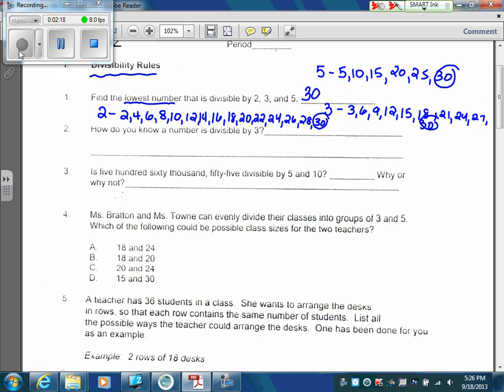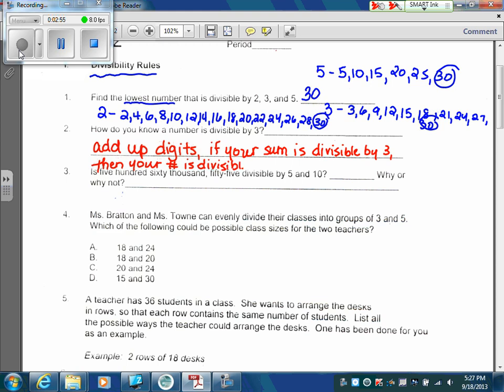Number 2, how do you know the number is divisible by 3? So really they just want you to write your divisibility rules, which is you're adding up. If you add up the digits, if your sum is divisible by 3, then your number is divisible by 3.